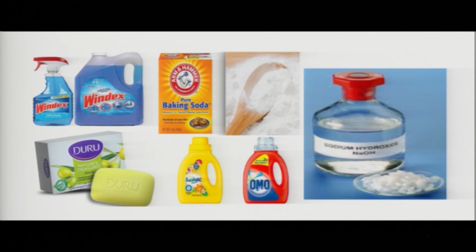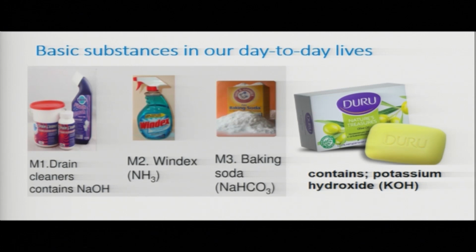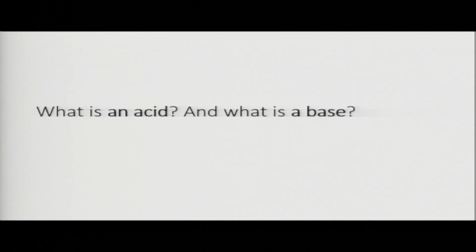Did you know that these components are actually basic? Yes, they are. The Windex is ammonia. Baking soda is sodium hydrogen carbonate. The soap you use has potassium hydroxide, which gives it that soft aspect, so that when you use it, you feel your body is very soft. So we are actually surrounded by acids and bases.